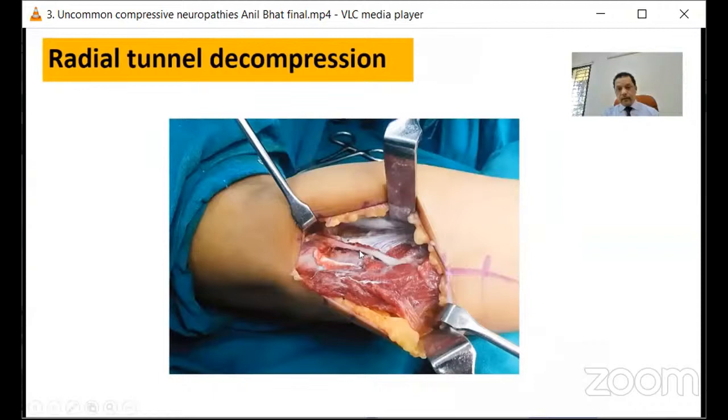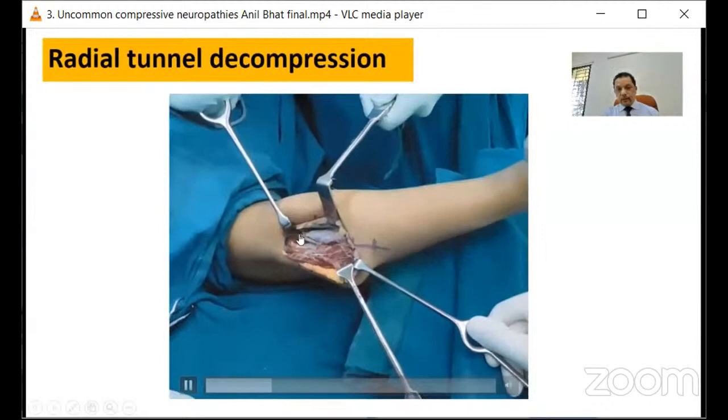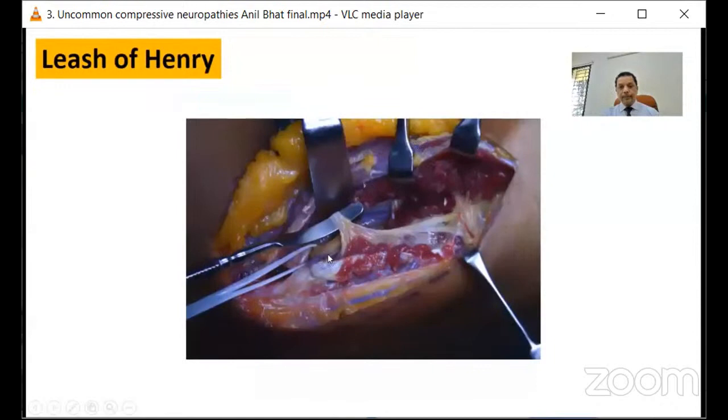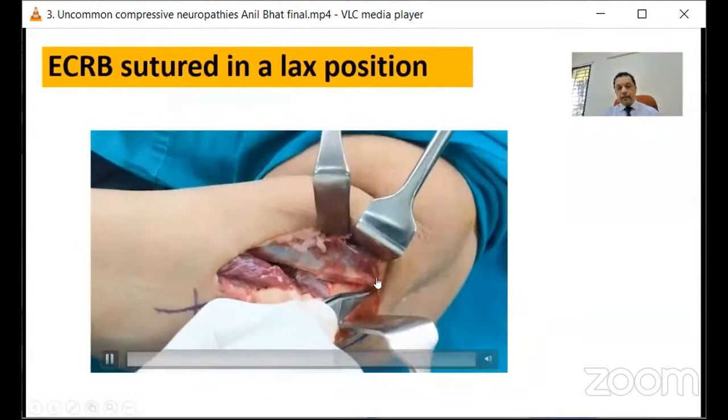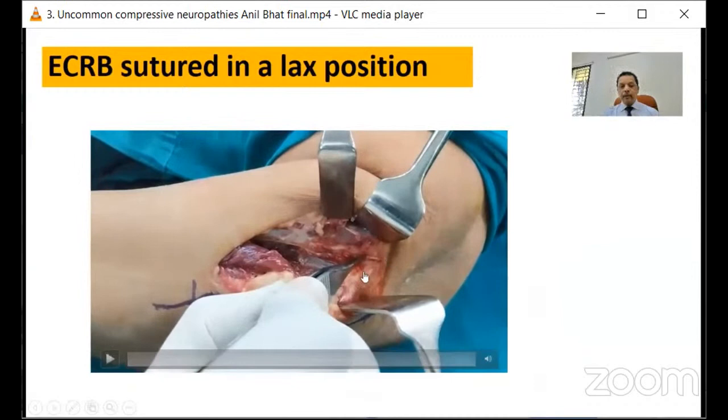And then you can always check these pronation and supination movements, and you see that the tendinous edge here, this is the entire supinator, is completely free. This is the leash of Henry. Some patients can have multiple vessels from the recurrent branch of the radial artery here, and that needs to be cauterized. And finally, if the patient also has tennis elbow symptoms, then we would release the origin of the partial ECRB and suture it back in a lax position, and that takes care of both problems in these patients.